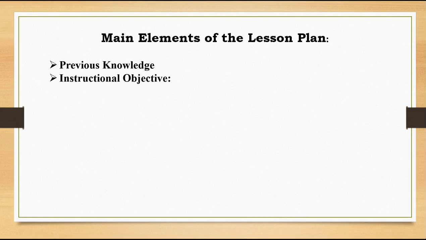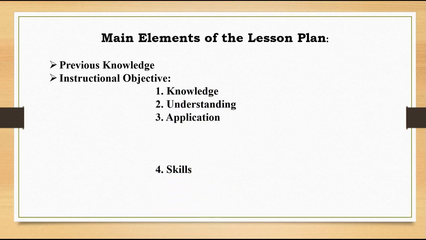When you enter a classroom, you will be entering with an objective of teaching a particular lesson, right? So those objectives you need to explain in categories. And these are the 4 categories: knowledge, understanding, application, and skills. What is the knowledge that you are going to impart to students in one particular class period that you have planned for?